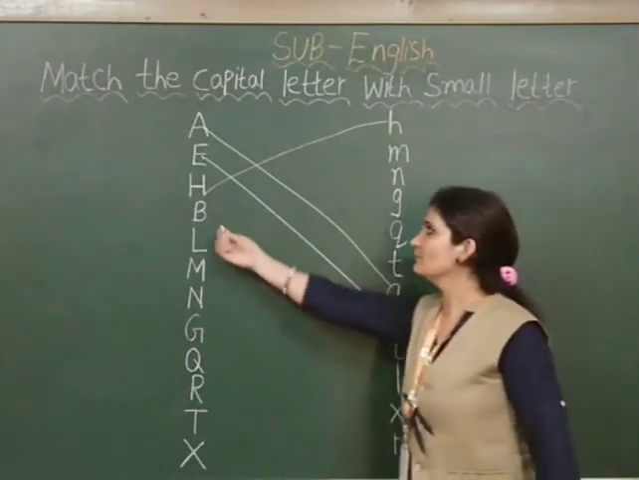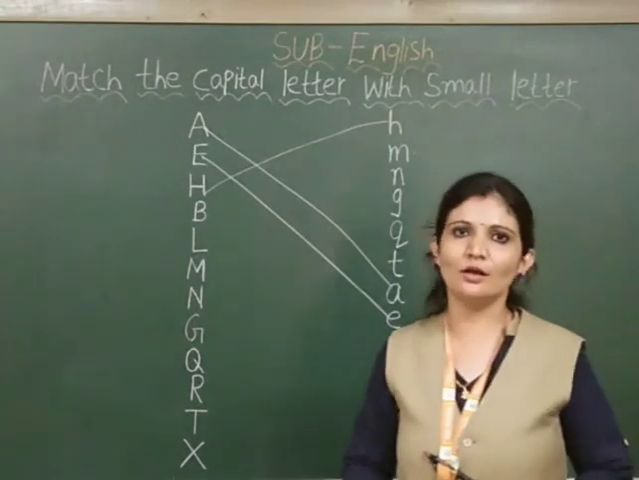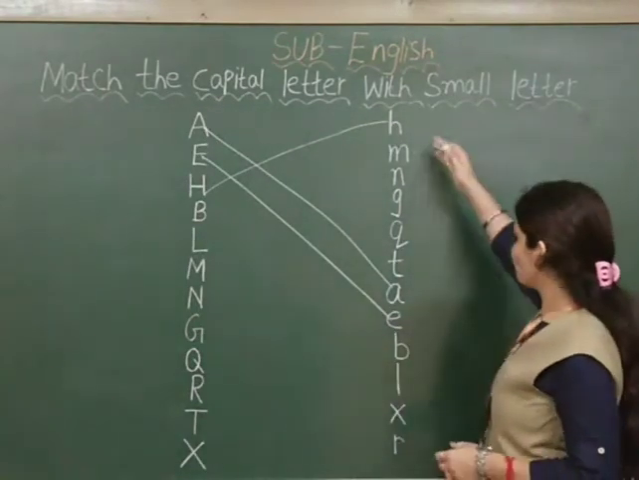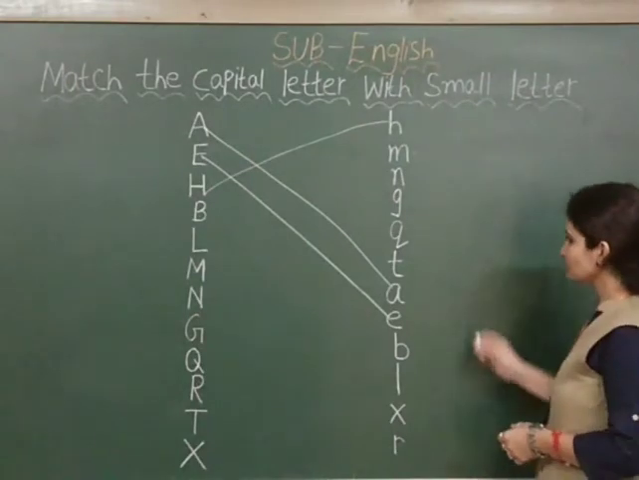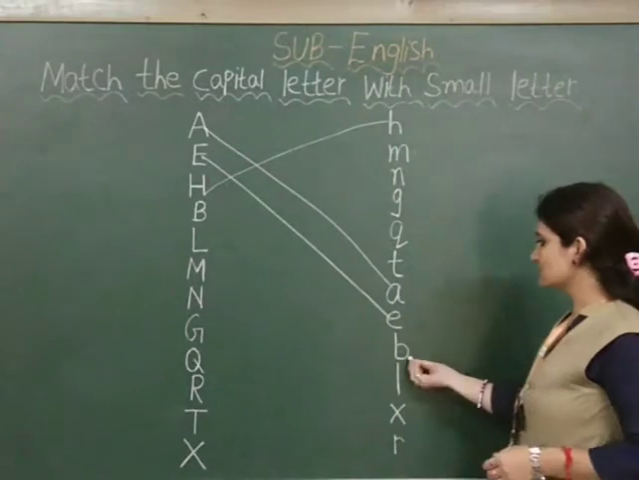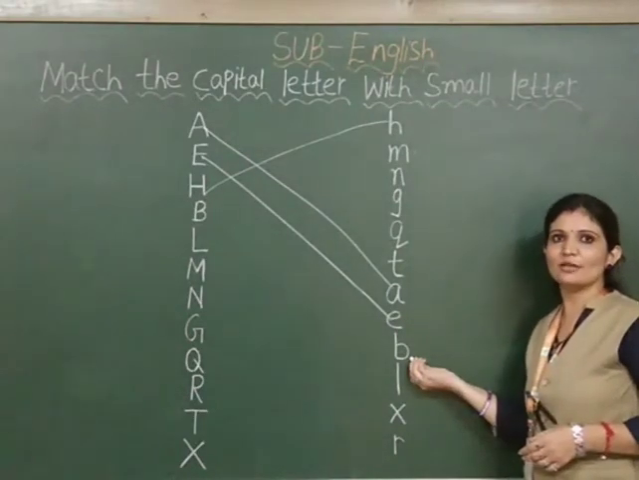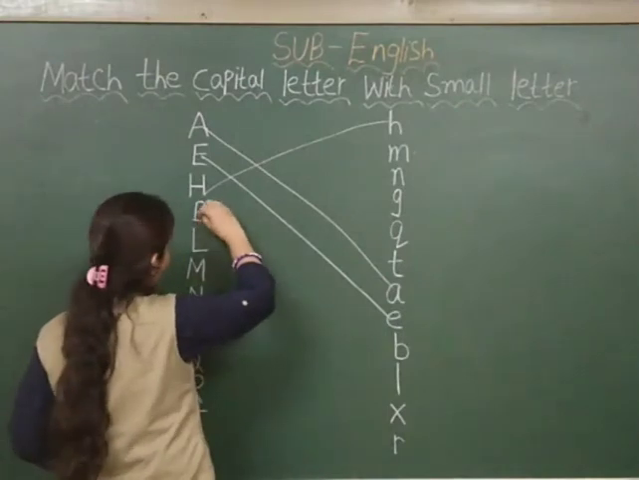Now, which letter is this? This is capital B. B for ball. Now we have to find small letter B here. Where is small letter B? This one? No, this is small letter T. This one? Yes, this is small letter B. Now we have to make one line.